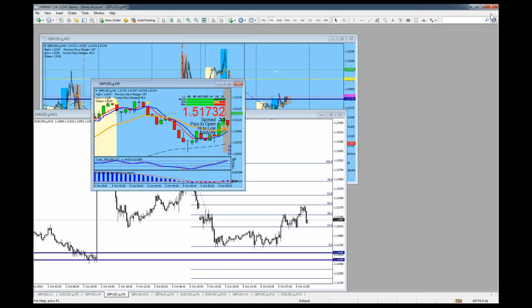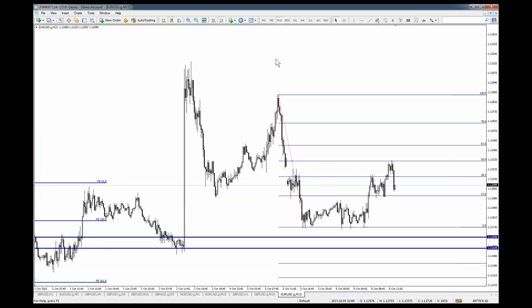The idea in any trading system is you'd like to buy down here and you'd like to sell up here.